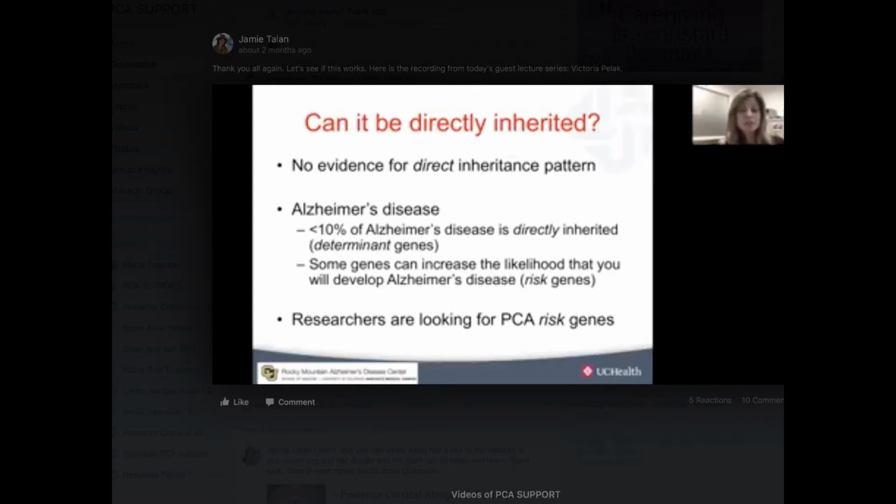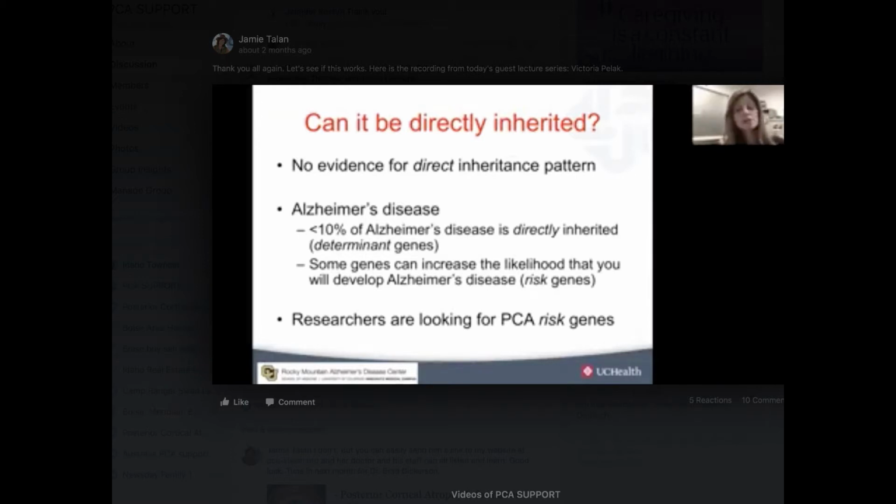And many of you may have heard of, for instance, the ApoE4 gene, which is a risk gene. If you carry that particular gene, that doesn't mean that you're going to get the disease. So it's not a determinate gene, but it increases your risk for getting the disease.